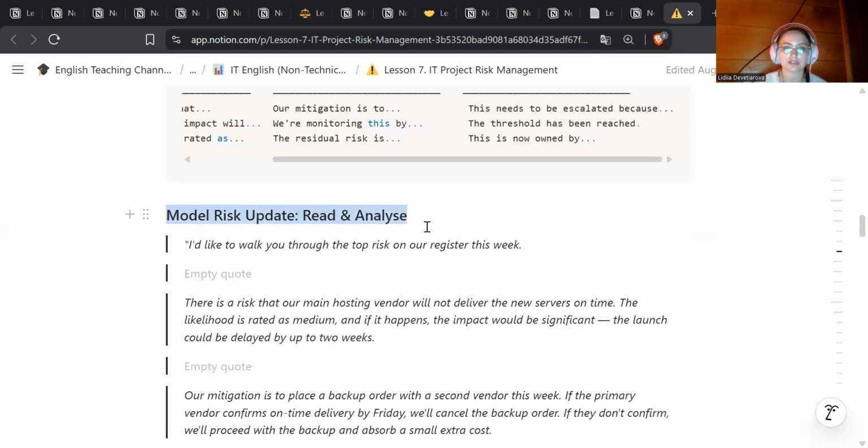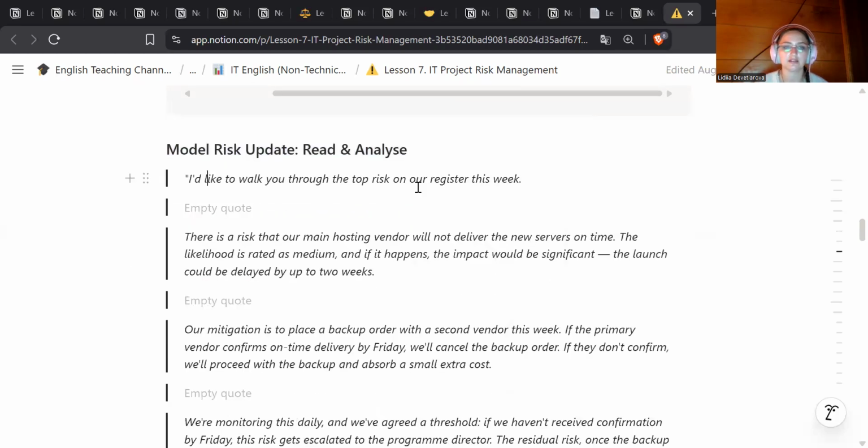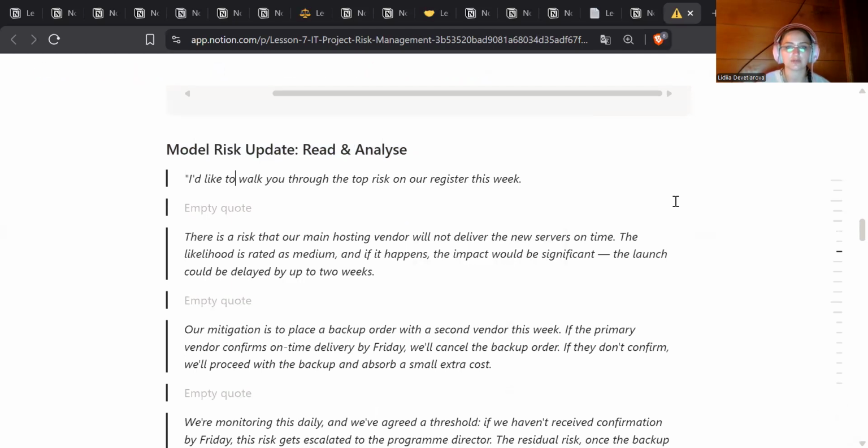Let's read the model risk update and analyze it. I'd like to walk you through the top risk on our register this week. There is a risk that our main hosting vendor will not deliver the new servers on time. The likelihood is rated as medium, and if it happens, the impact would be significant. The launch could be delayed by up to 2 weeks.